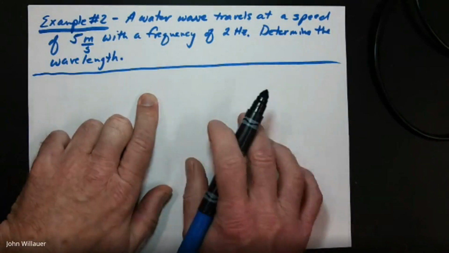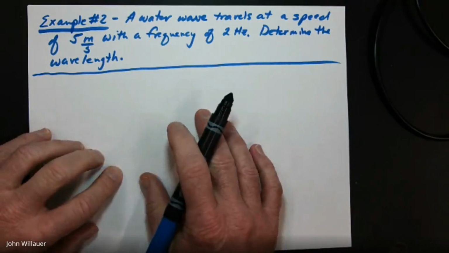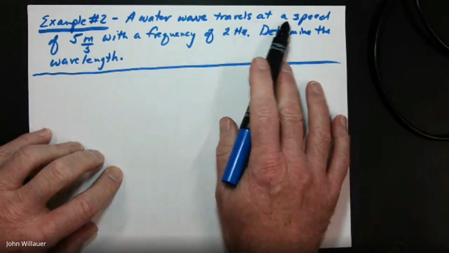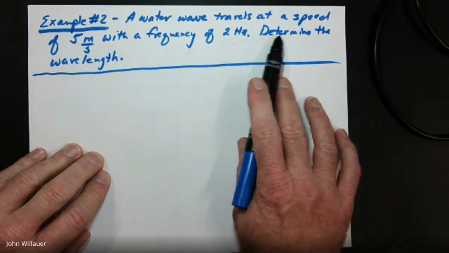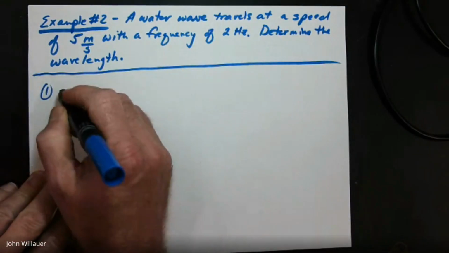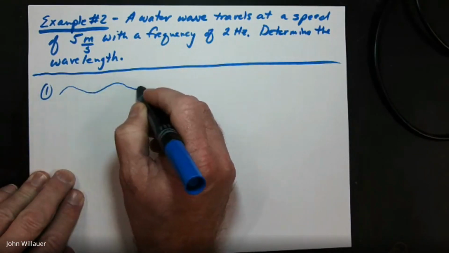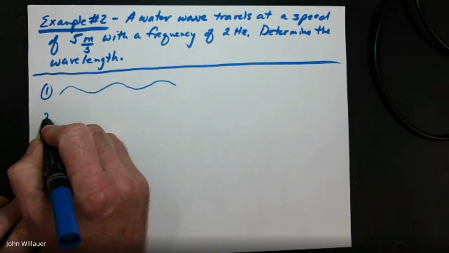Okay, here is example number 2 on solving these wave problems. We have a water wave that travels at a speed of 5 meters per second with a frequency of 2 hertz. Determine the wavelength. So first thing, we can draw a little picture. Here's some water waves, so we've got an idea of what we're looking at here. Second thing we want to write down are our givens.